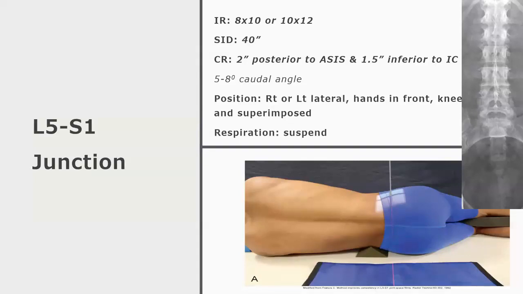No? Okay. The proper way per Merrill's is an 8x10. Column 8 down, you can even column 8 down smaller than that. You can column 8 to a 6x6 if you wanted to. 40-inch SID, you're going to be 2 inches posterior to the ASIS and 1.5 inches inferior to the iliac crest. So we're all able to find the crest and go 1.5 inches inferior to that. That's where the centering should be.